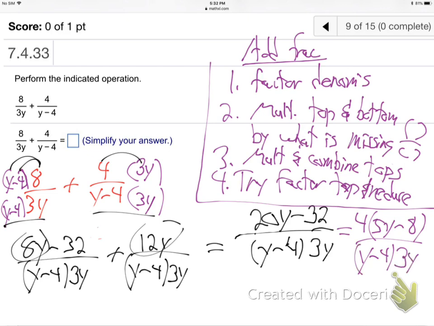Does anything cancel, though? No. So really, it would have been okay just to leave it here or here. Both are right. Either one's good. Doesn't matter. This one is not any more simple because nothing canceled. That's all we really care about, if anything cancels. So either one's good.